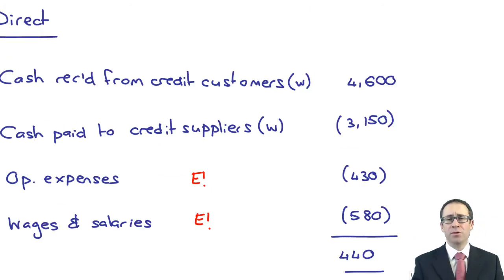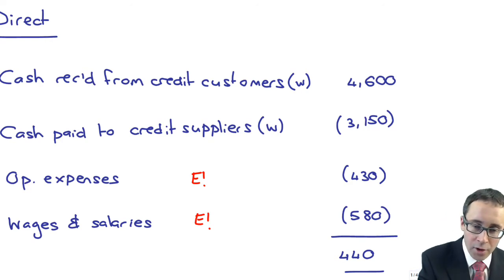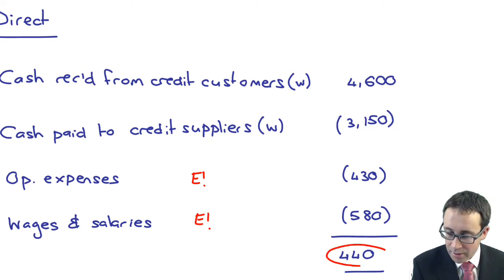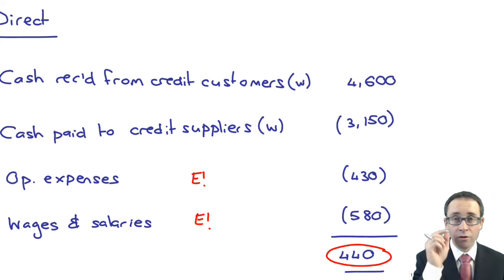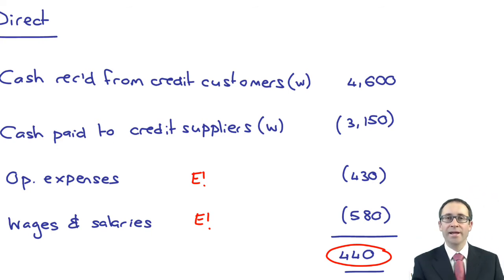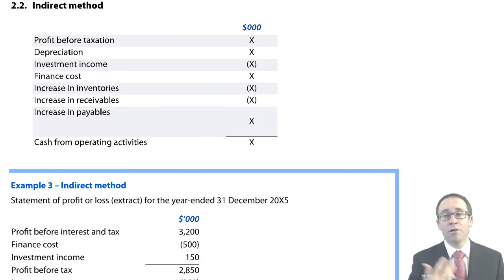Bear in mind, as you move through the syllabus and the qualifications, a fundamental understanding of debits, credits, and T accounts does make things easier. But there you've got right at the very bottom the overall figure from your direct method, which is 440. Excellent.